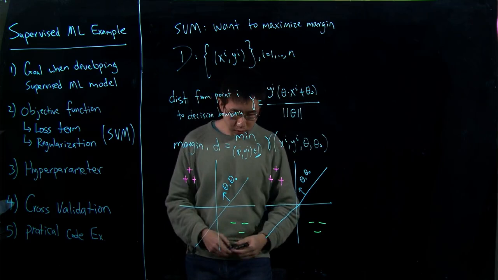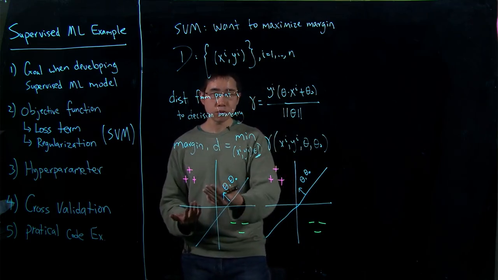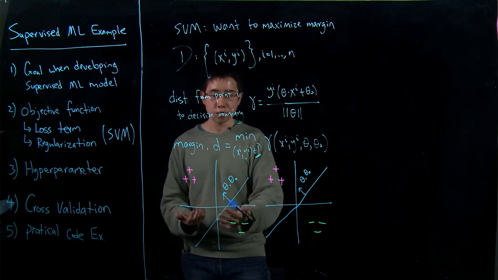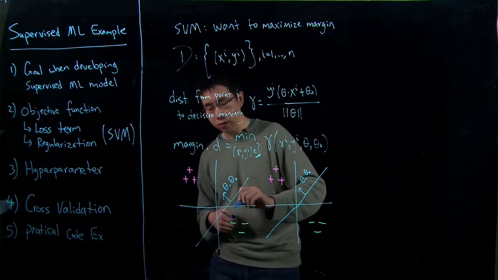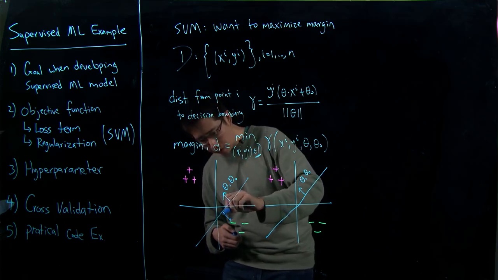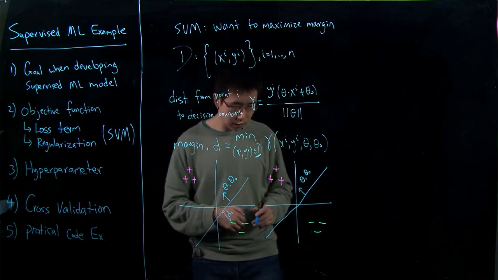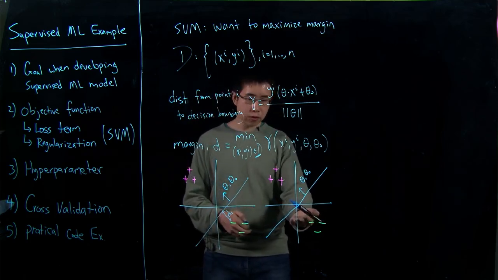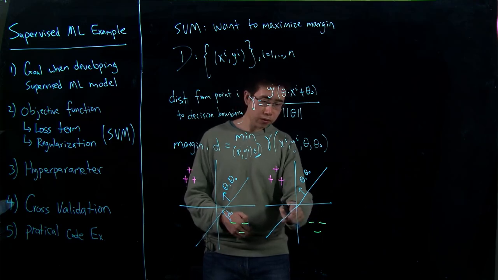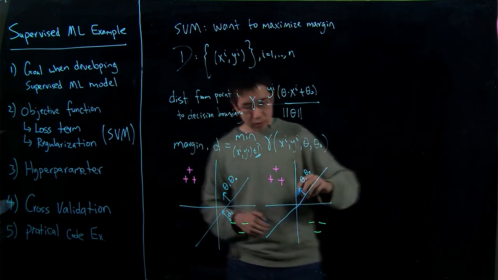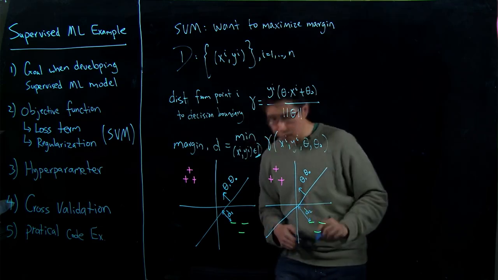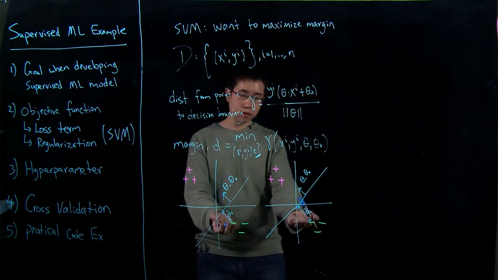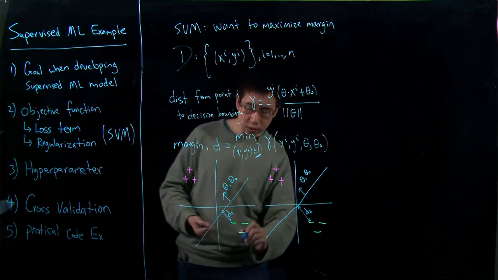In this case, the margin is the distance between the point closest to the decision boundary and the decision boundary. So here, the margin is this distance. Let's call this D1. And here, the margin is again the distance between this point and the decision boundary, because this point is still the closest point to the decision boundary in this graph. Let's call this margin D2. And we see here that D2 is slightly bigger than D1.